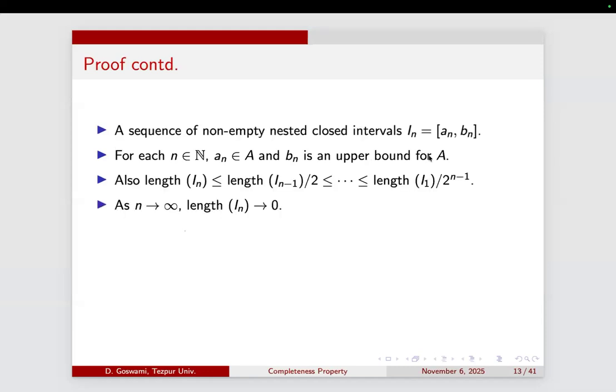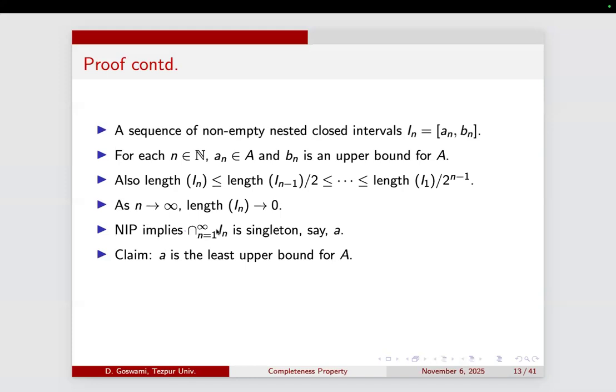NIP. Since the lengths of the In are decreasing by half or less, they are in fact going to 0, and NIP allows me that the intersection is a singleton, say {a}. Singleton {a}, again, there should be curly brackets. So this is the final step, that a is the least upper bound for A.